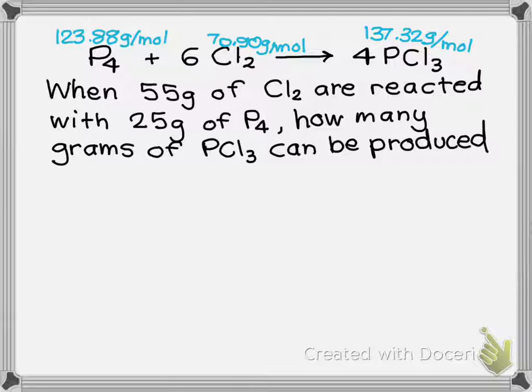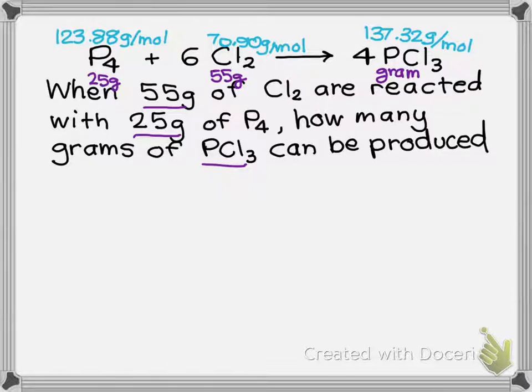And I have one more of these problems. Again, I was trying to do a little bit of variety in terms of how many steps were required for each one. So let's go ahead and take a look at this one. So I see that I'm given 55 grams of chlorine, and they're reacted with 25 grams of P4. In this case, they want to know how many grams of PCl3.